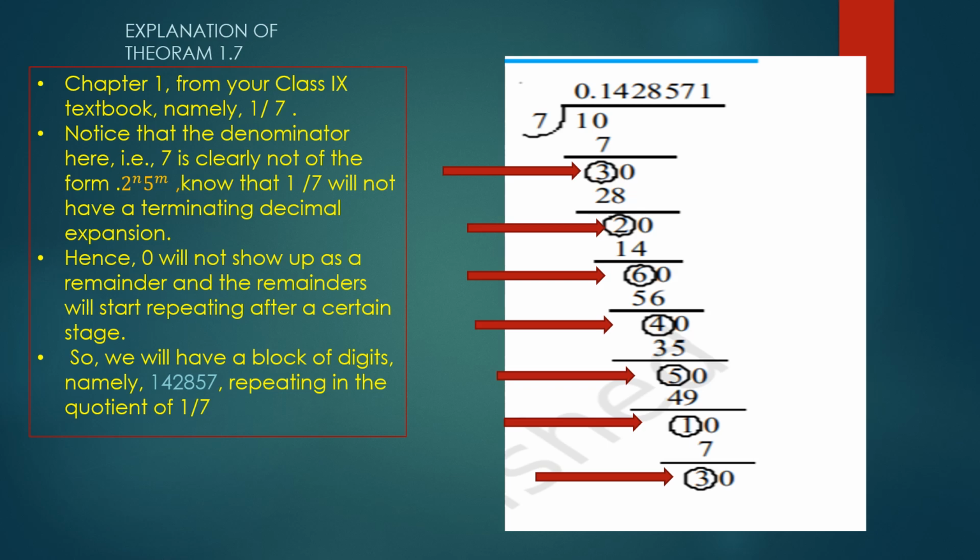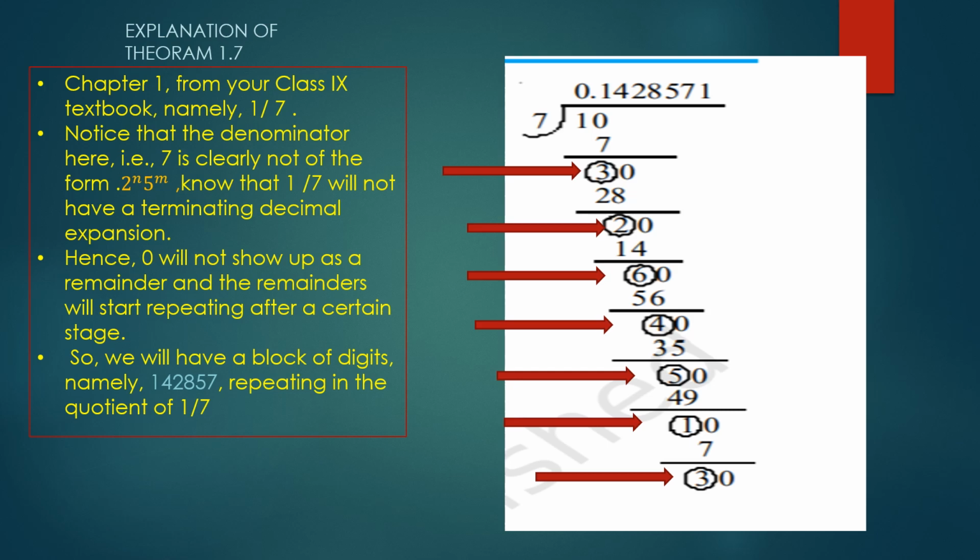Now, you see the denominator. What is in the denominator? 7. What will be the prime factorization of 7? 7 itself. It means it is not of the form 2 power m and 5 power n. 2 and 5 are nowhere seen in the prime factorization of 7. So now here goes the division. Even if you see the division part, you see that there won't be 0.